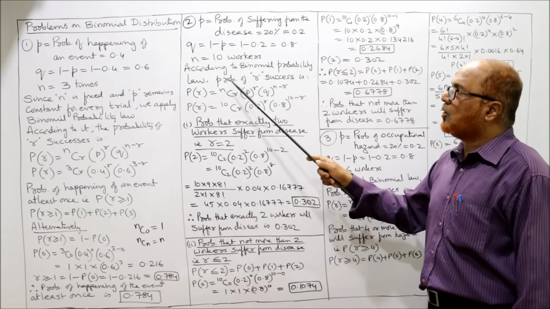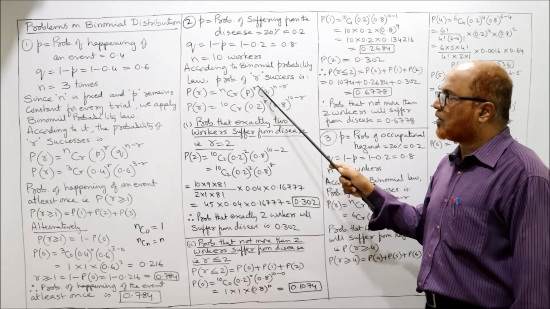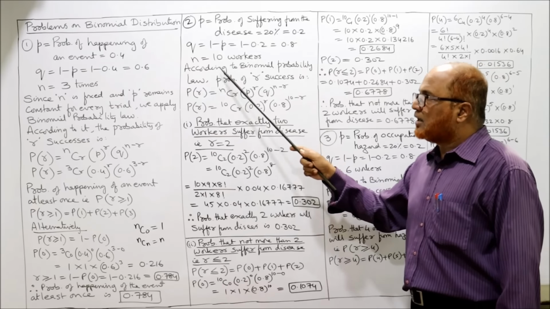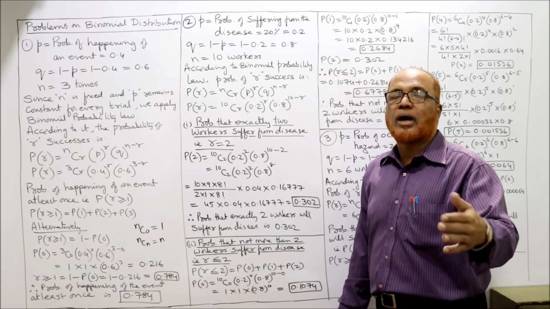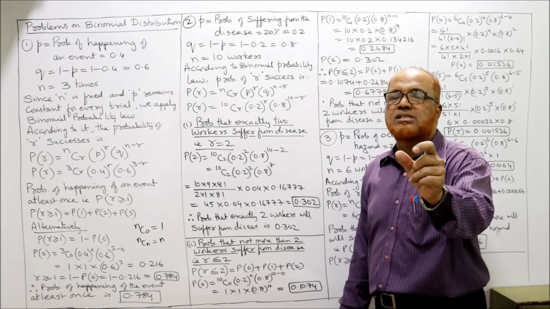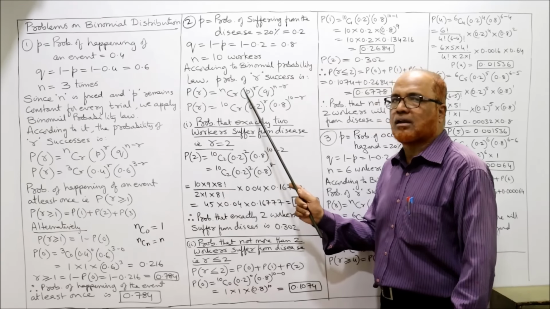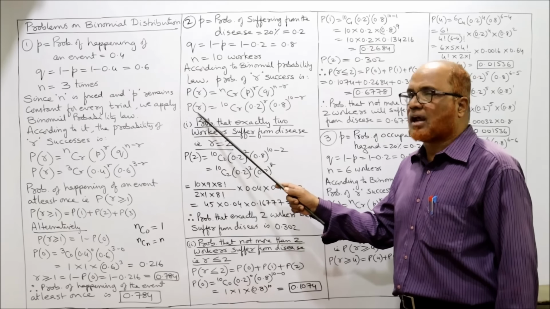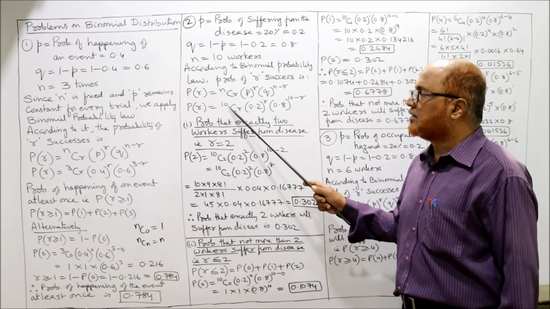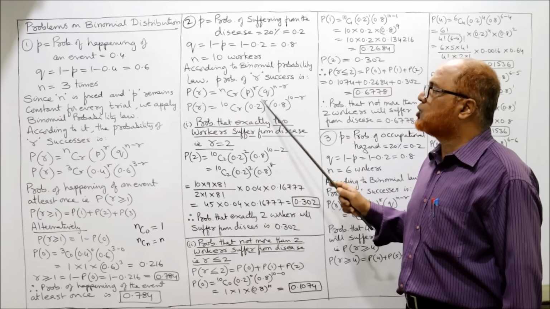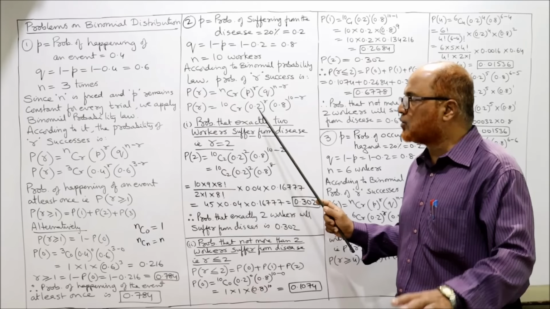According to the binomial probability law, the probability of R successes is P of R is equal to NCR P to the power of R Q to the power of N minus R. So it is better to write what formula the binomial probability law gives. According to the binomial probability law, P of R is equal to NCR P to the power of R Q to the power of N minus R. Leave R for now, we have to take P of R. N is equal to 10, so 10 in place of N, CR, 0.2 in place of P and 0.8 in place of Q. This is the formula we are going to apply.